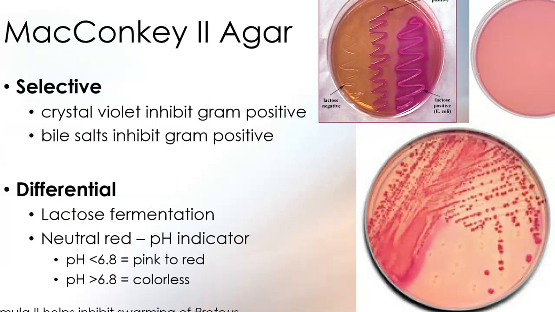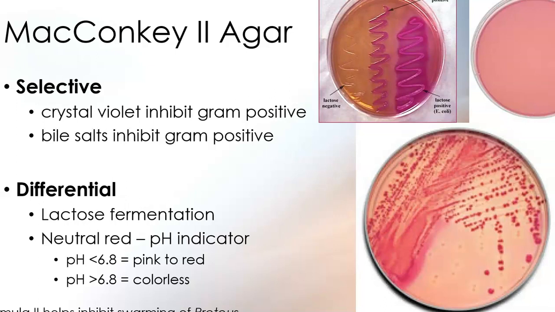MacConkey agar. MacConkey agar was developed to be selective for gram-negative enteric organisms. So, gram-negative, they have the cell wall with the thin peptidoglycan and the outer membrane. Enteric means that they inhabit the intestines. Okay. So the gram-negative organisms that are normally found in the intestines are what we're looking for.